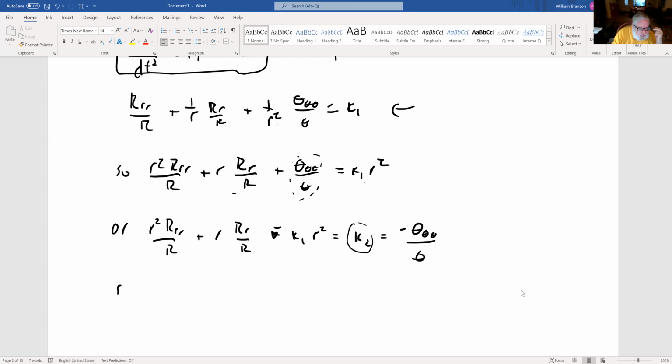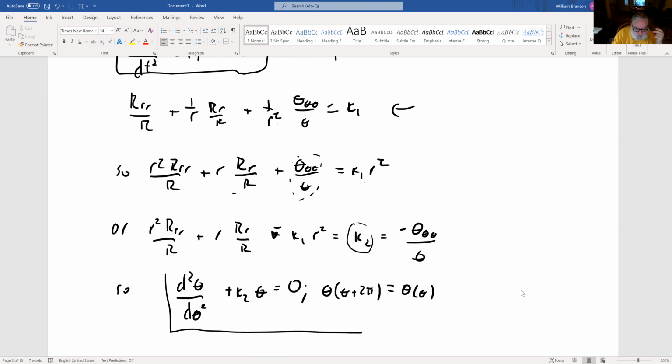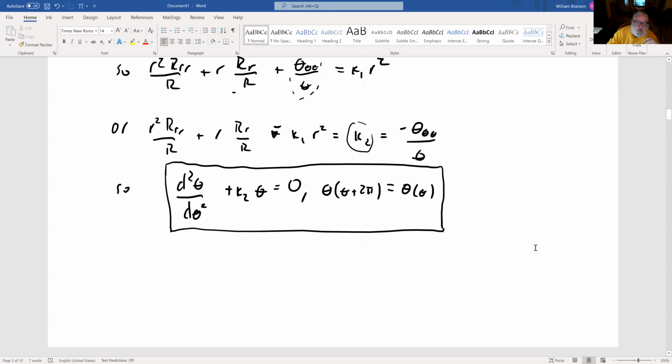And so we have an equation for theta, which is d squared theta d theta squared, plus K2 theta equals 0, with the requirement that theta of theta plus 2 pi has to equal theta of theta. In other words, that the function in theta has to be periodic with period at most 2 pi. It could be periodic with period pi, or it could be periodic with period pi over 2, but it certainly has to obey this relationship.